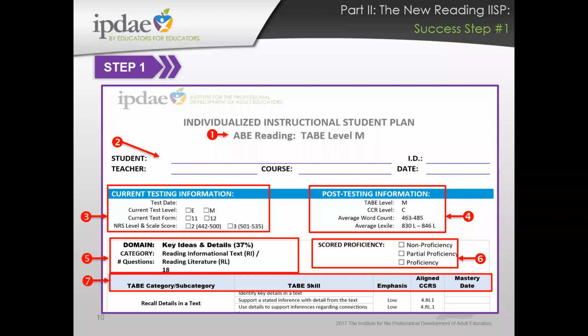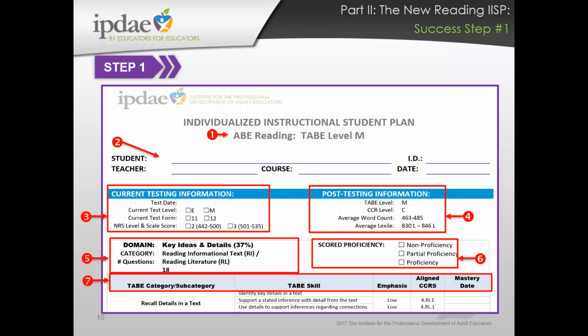Under section number 4, post-testing information, you have the TABE level at which the student will be post-testing. You can also see the correlated college and career readiness level, see in this example, along with the average word count and Lexile level for the level M reading test. Now, this information is very important when selecting instructional resources and activities, because when you do that, you want to be sure to provide students with content that mirrors what they will encounter on their post-test.